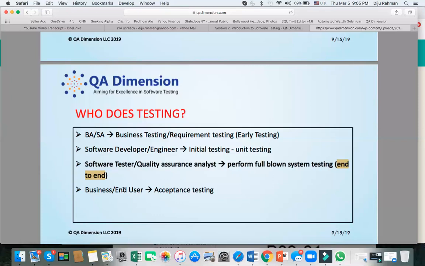This is just normal terminology. Most people say system testing means end-to-end. Whenever you say end-to-end, it means everything is working as a package. Okay.